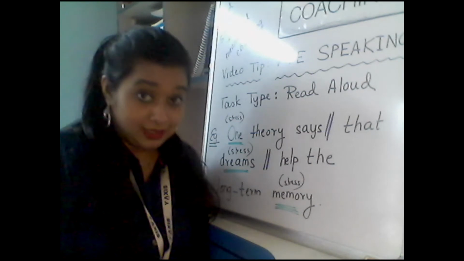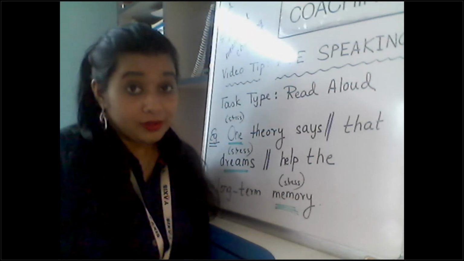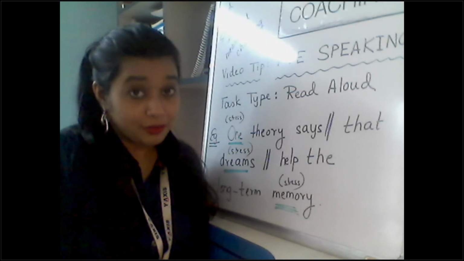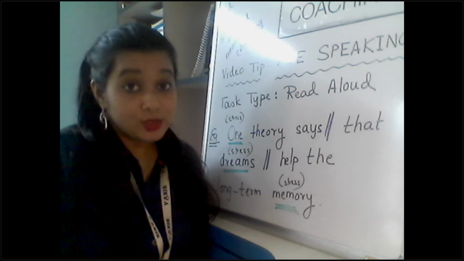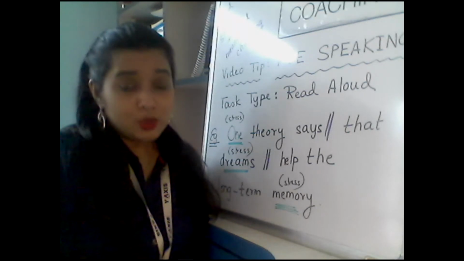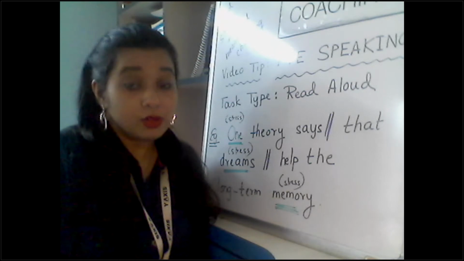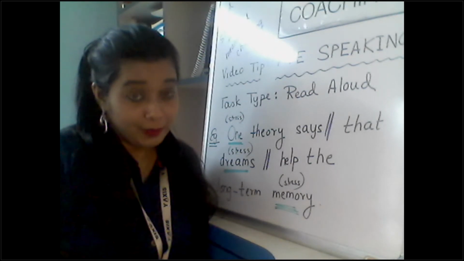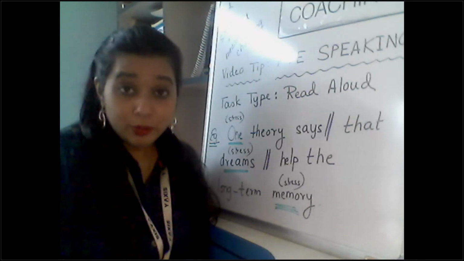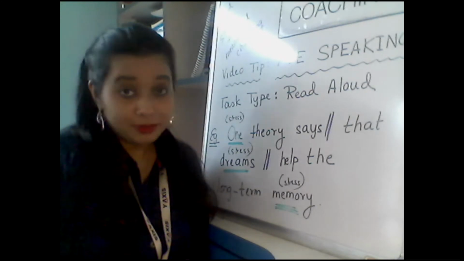of course, this particular task type, as I told you, is testing your speaking skill and at the same time your reading skill. That's why the score gets divided between the reading module and the speaking module. The total score for each such read aloud question is 15 marks: 5 marks for oral fluency, 5 marks for content, and 5 marks for pronunciation.